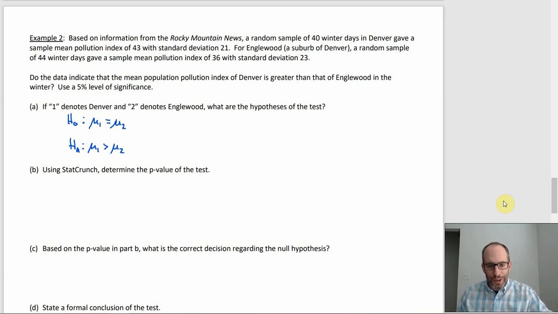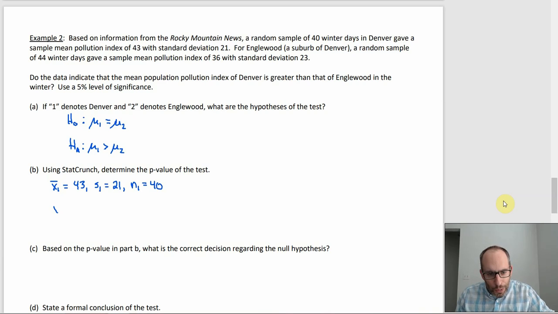All right, then we're going to use StatCrunch to get the p-value. So for Denver, we've got x1 bar equals 43, and then s1 equals 21, and then the sample size is 40.